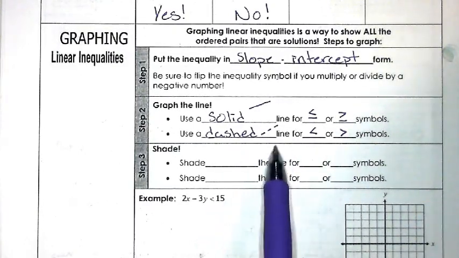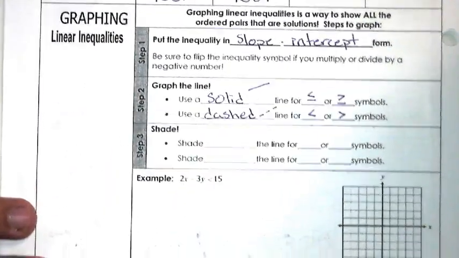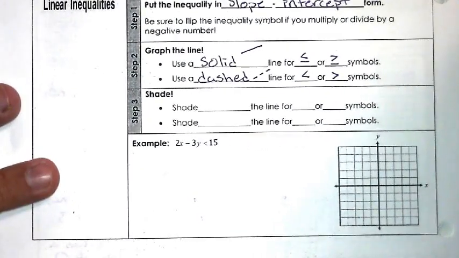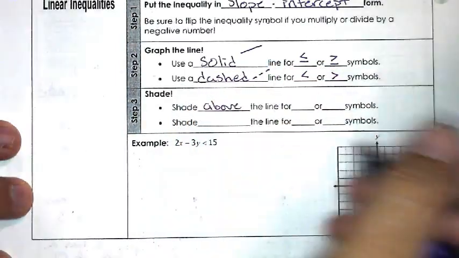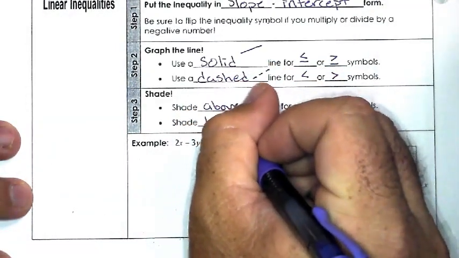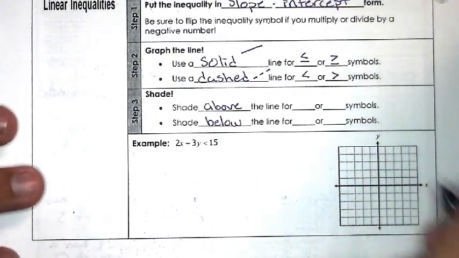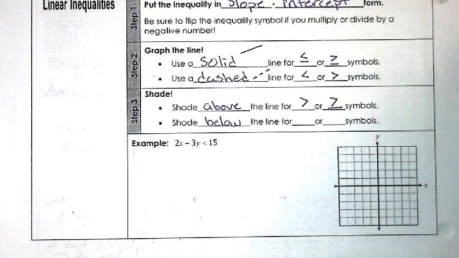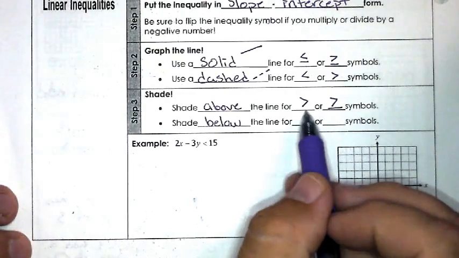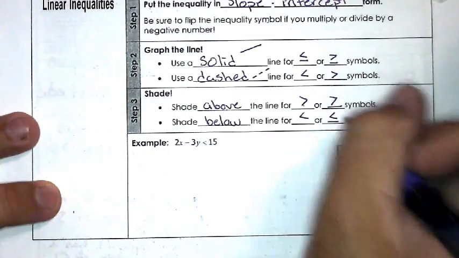Okay? Once you've figured out what type of line to use, you then need to figure out where you need to shade. Yes, there is shading involved with graphing linear inequalities. Now, you're either going to shade above your line or below your line. And what tells me to shade above are my greater than symbols. So if I'm given greater than, I will shade above. So if greater than is above, what is below? Less than, or less than or equal to.